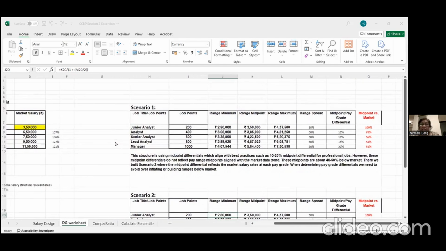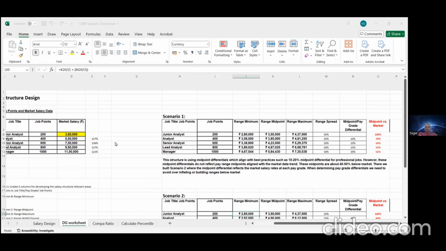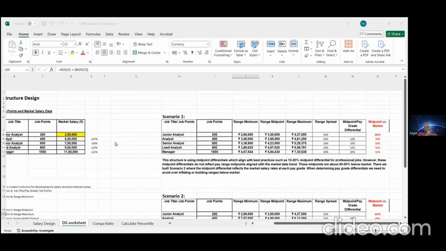Because when you're comparing it with the market median, or even with the pay line data, which is almost the same thing, your market median itself is 5,50,000. So can you have a range maximum of 4,81,000? Correct. Are you with me? Therefore, what will you do? That means you'll have to increase your midpoint differential. Because otherwise you won't be able to attract anybody.